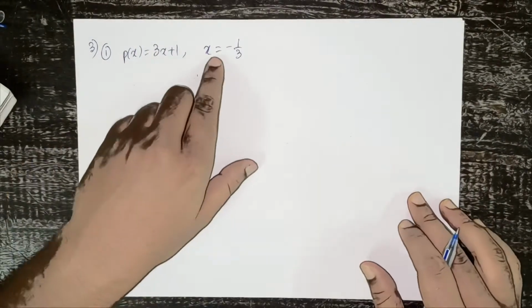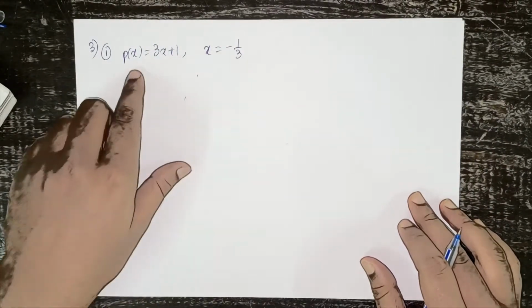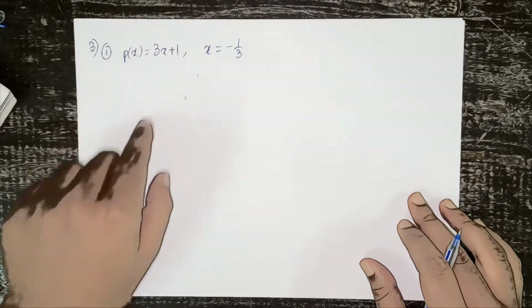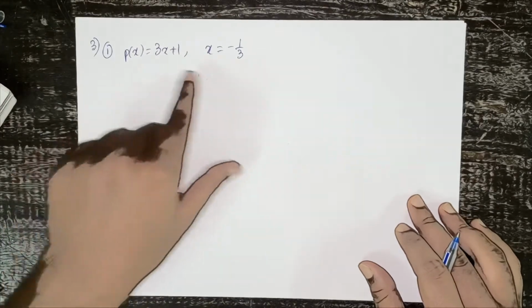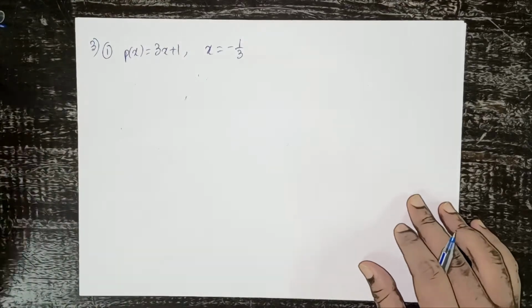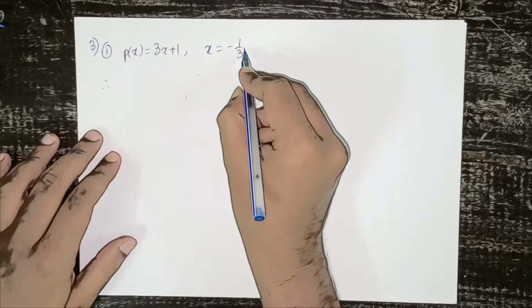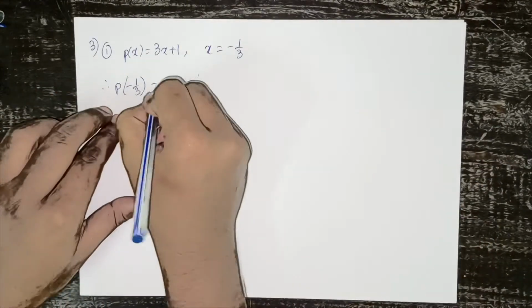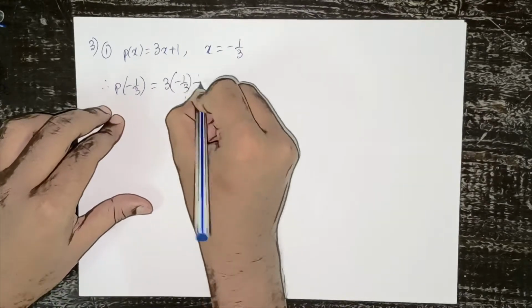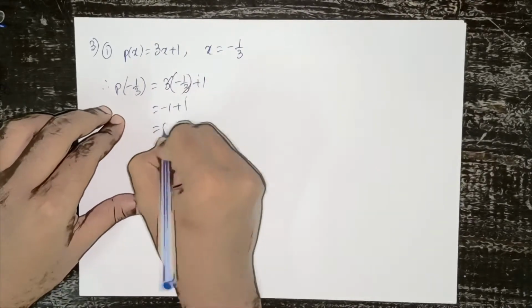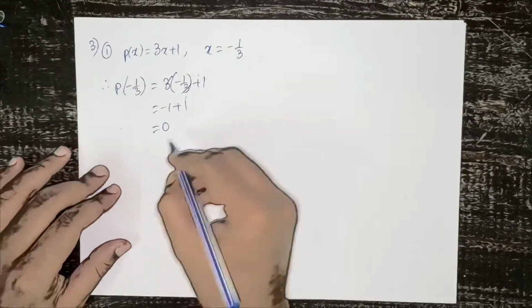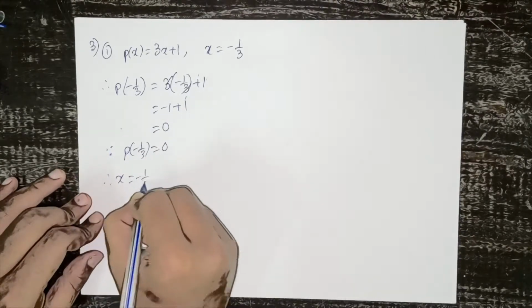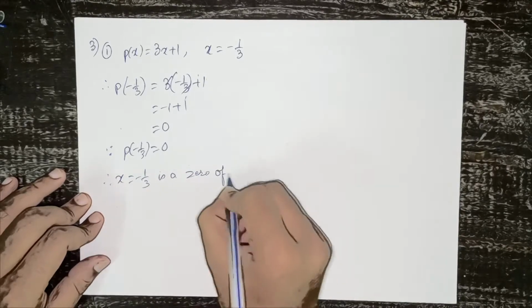We have to verify whether the value of x as minus 1 by 3 is a 0 of this polynomial. So when we put x equal to minus 1 by 3, if we get the answer as 0, that means it is a 0 of the polynomial. If the answer is not 0, it is not a 0 of the polynomial. Okay, so let's try and do that. So x equal to minus 1 by 3 means we will put p of minus 1 by 3. Now let's find the value. So it is 3 into minus 1 by 3 plus 1. So 3 will cancel, minus 1 plus 1, it is 0. So as we have got the answer as 0, since p of minus 1 by 3 equals 0, therefore x equal to minus 1 by 3 is a 0 of the polynomial.